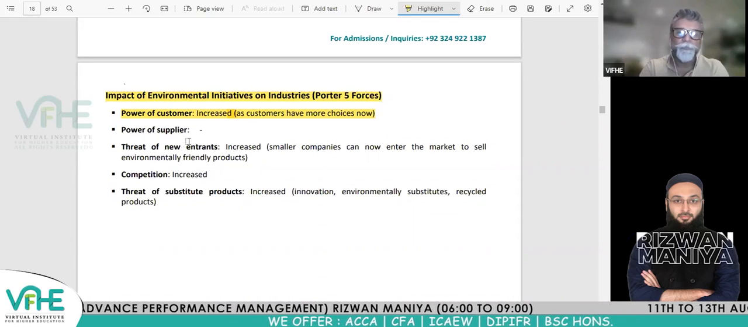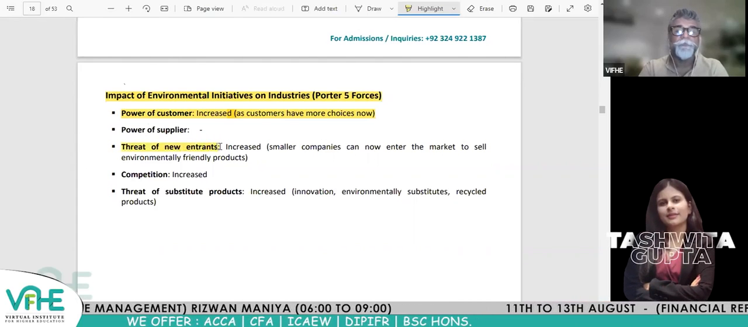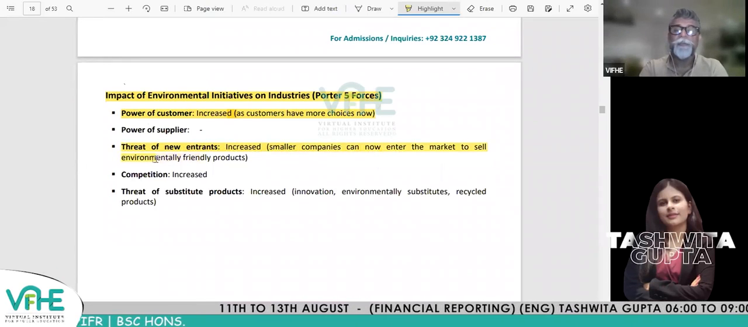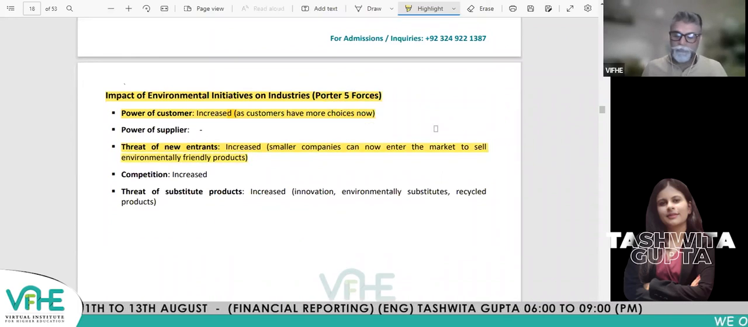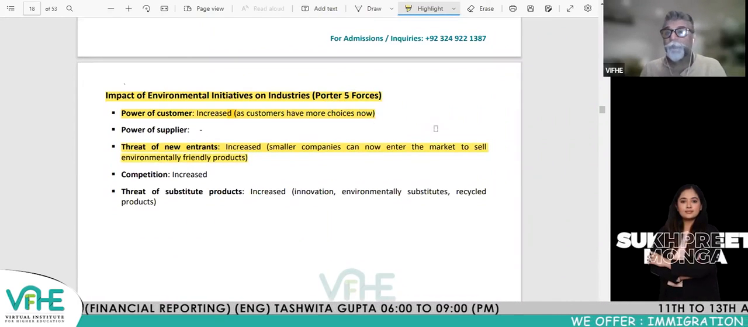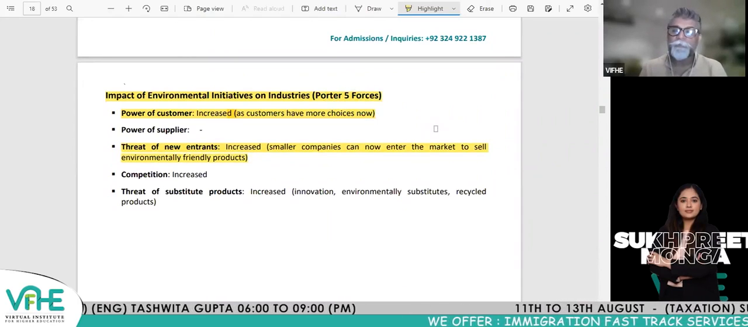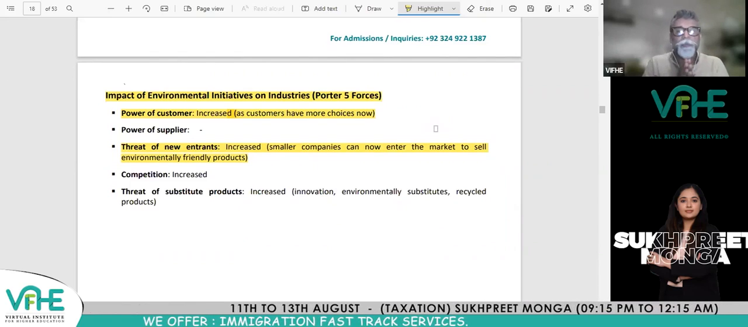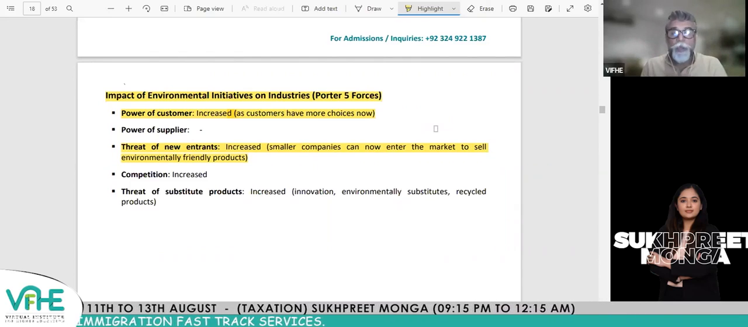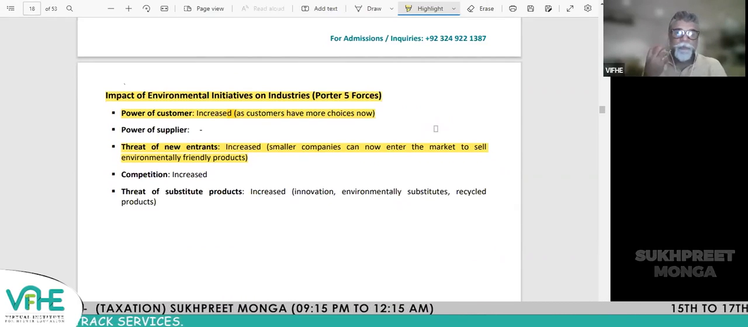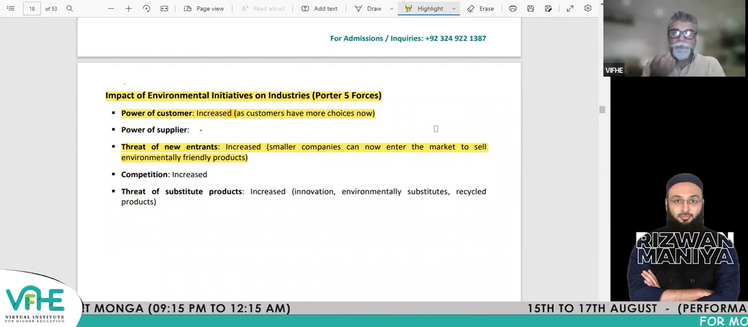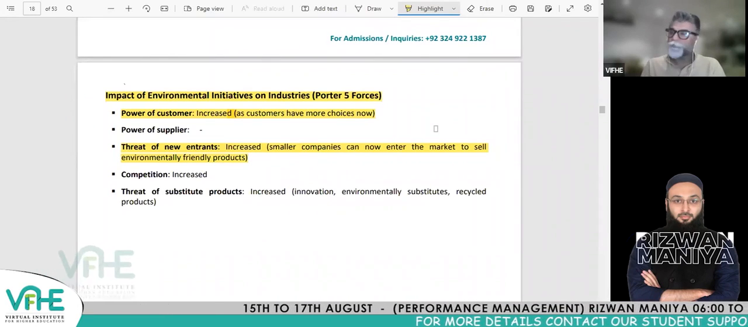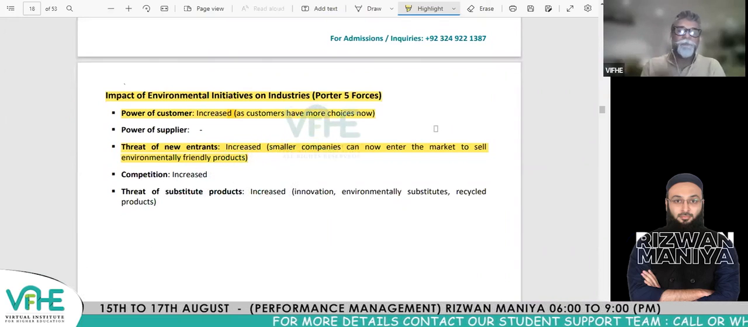Power of supplier, there is not much impact. Threat of new entrants has also increased, because smaller companies can now enter the market to sell environmentally friendly products. They are easily able to enter the market because they are selling a very unique product. Customers are demanding environmentally friendly products, and these smaller companies can easily enter the market and start selling them. A small shop, a small company on the side, and suddenly it will grow very fast.